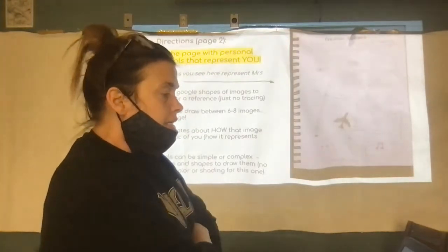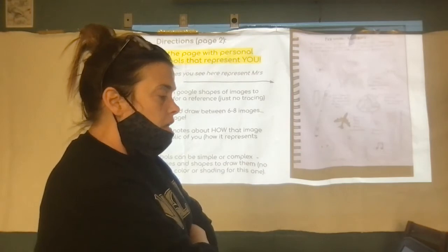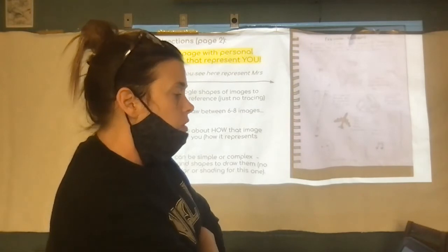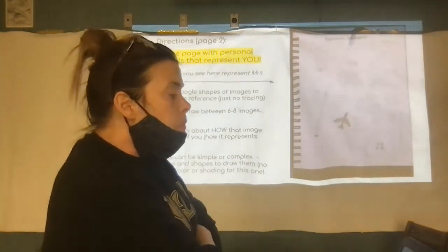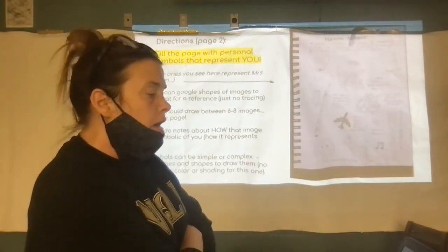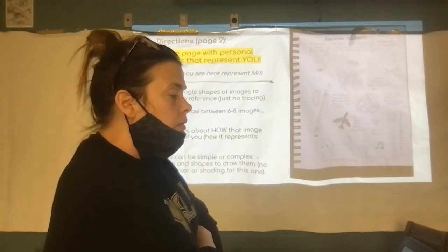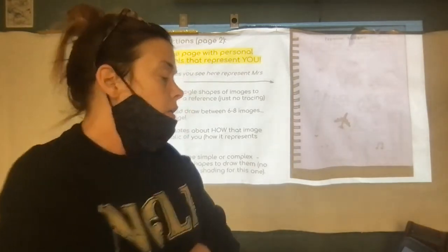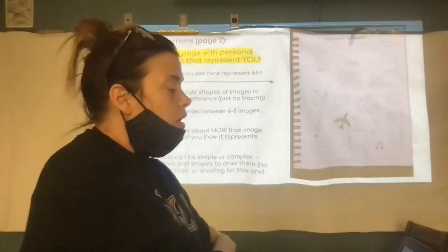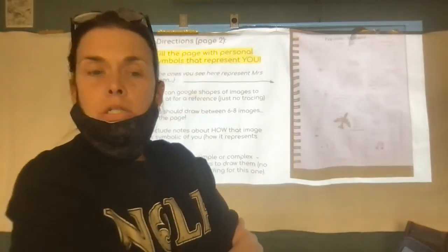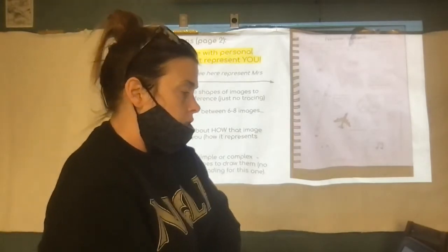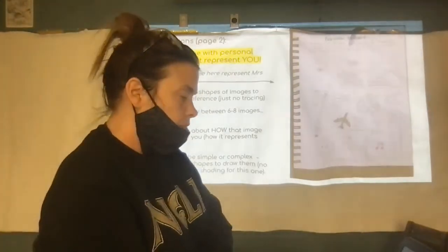So the next thing you're going to do, after you've written down what the definition of symbol is, you're going to fill this page with symbols that represent you. So this should be something fun. Maybe you have a paw print for your dog. You've got your earbuds, or the things you wear in your ears to listen to music. This is just up to you. You're going to draw about 6 to 8 images. Symbols that are you. It just should express you visually.